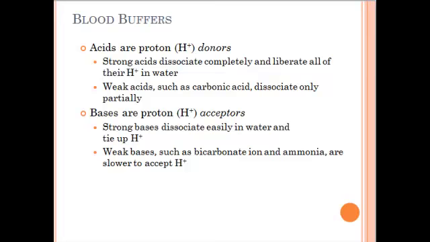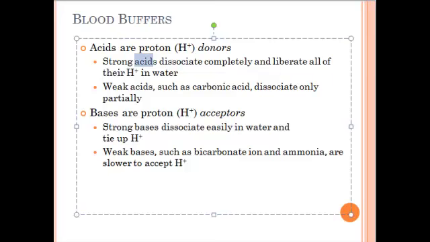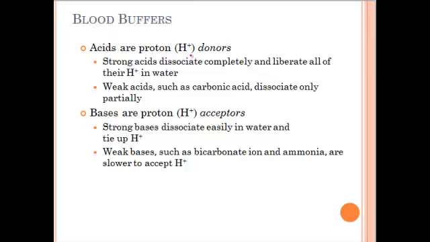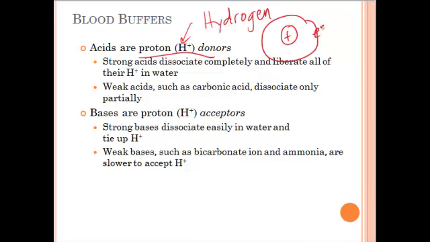So the definition of an acid is a proton donor, or in other words, an H-positive donor. Remember, H stands for hydrogen. A hydrogen atom has an atomic number of 1, which means that it's basically just a proton, a positive proton floating around. If it has an electron orbiting that proton, then it has a neutral charge.